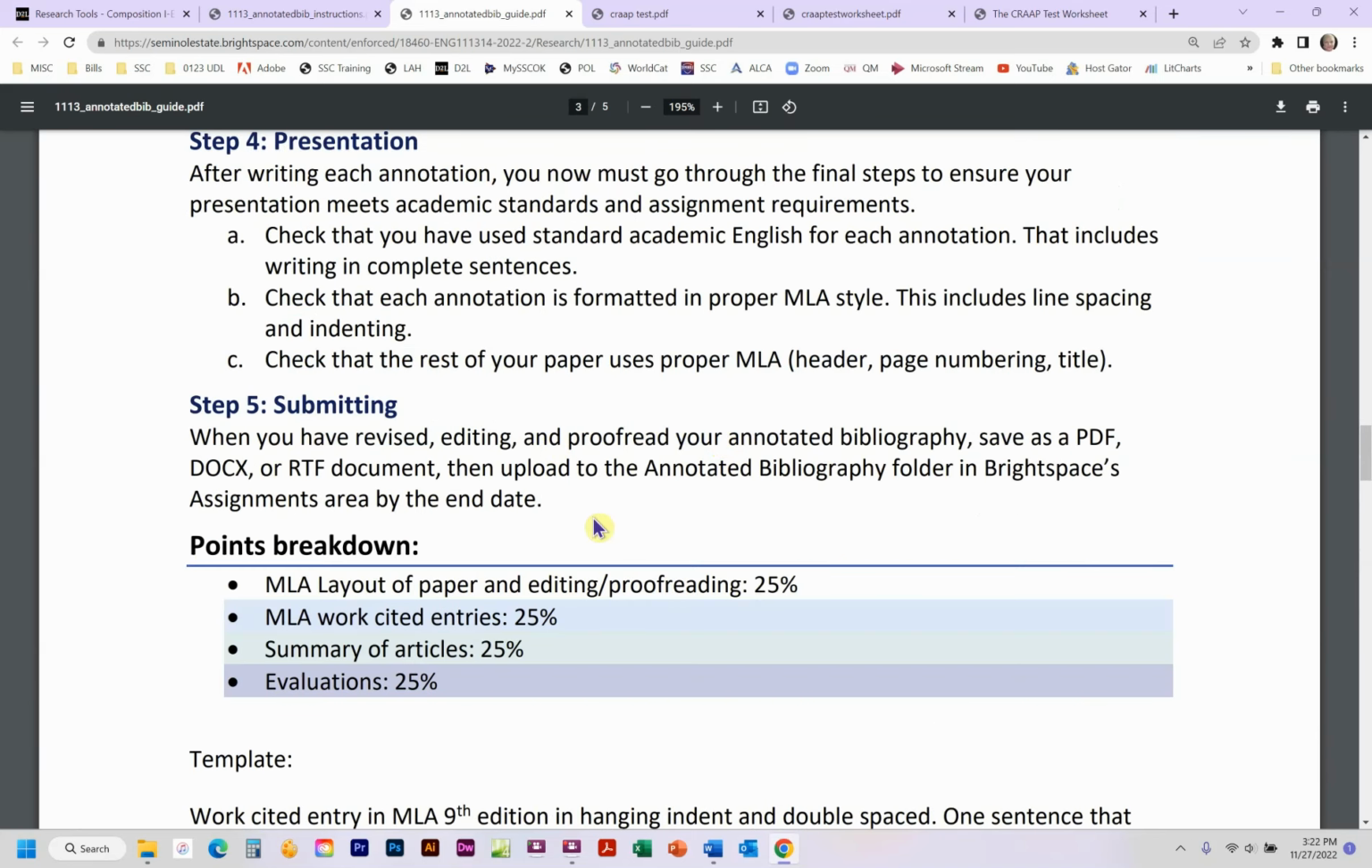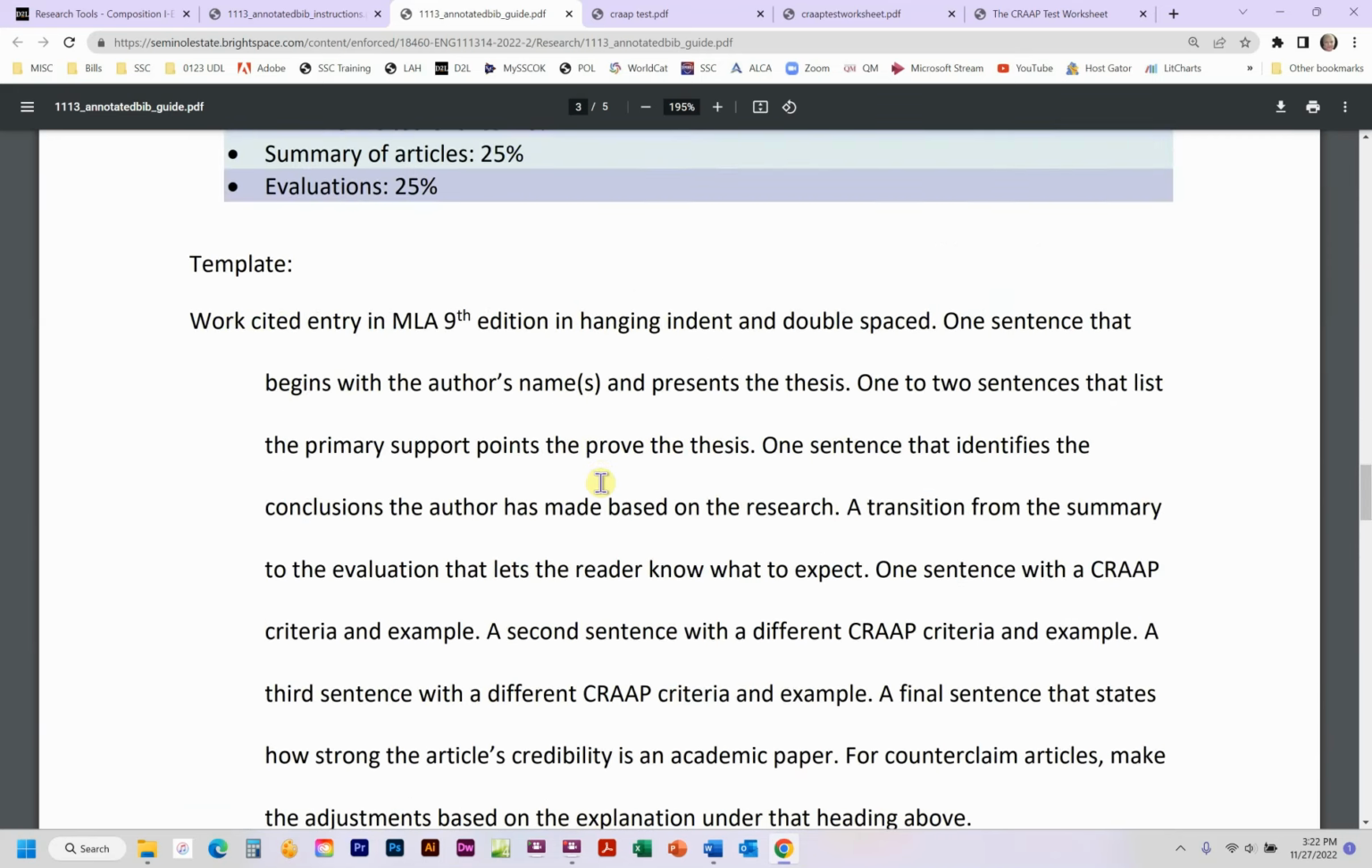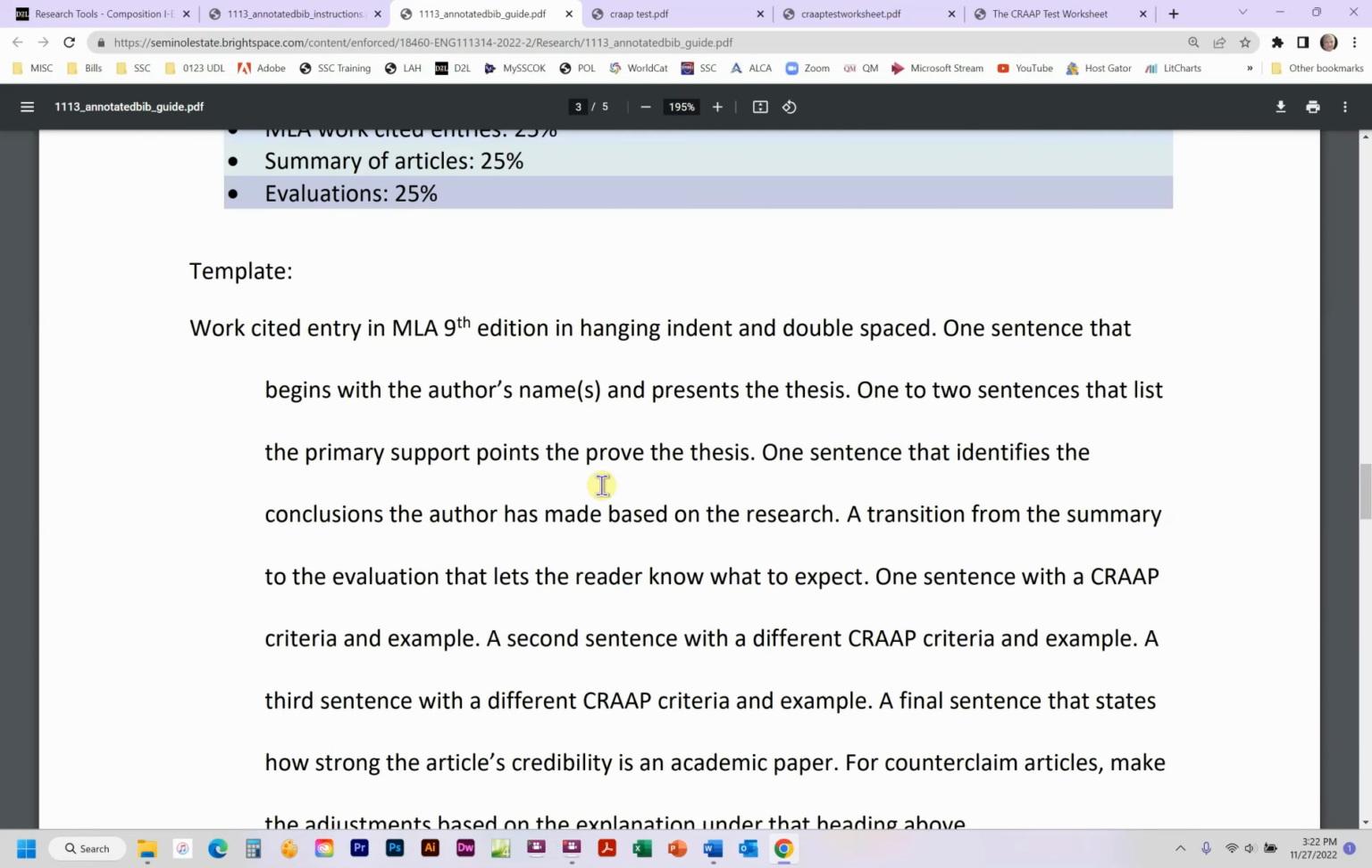And then finally, make sure that you submit it as a PDF, DOCX, or RTF document, and upload it to the Annotated Bibliography folder by the due date. All right. So that's the Annotated Bibliography. You should, again, already have a lot of the work done because you've already got 3 of your articles. You have the works cited entries done for those 3, and I asked you to have the summaries done by the time you came back from Thanksgiving.